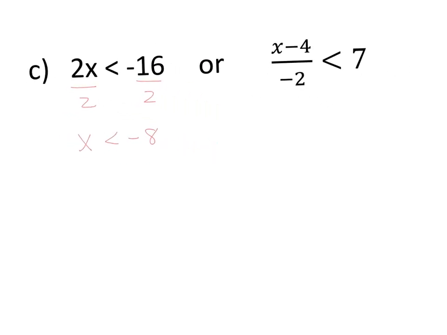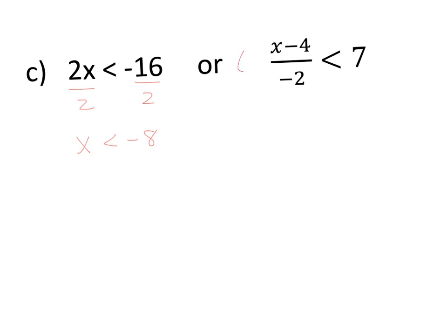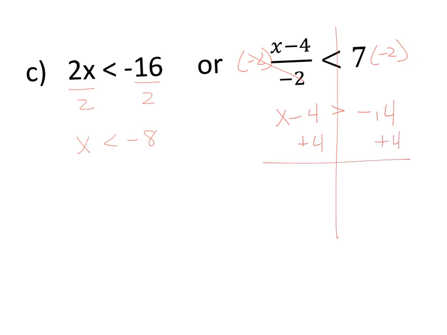On the second guy here, I'm going to multiply both sides by -2. So those will cancel. Now, when you divide or multiply by a negative, an equality symbol has to flip. Make sure that you do that. Equals -14. Then we're going to add 4 to both sides. And so when I do that, x is greater than -10.